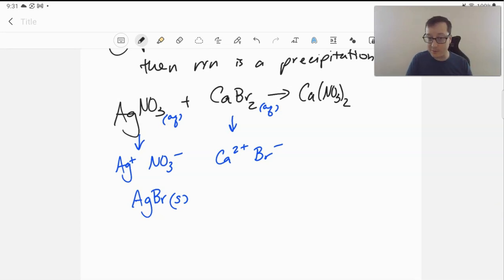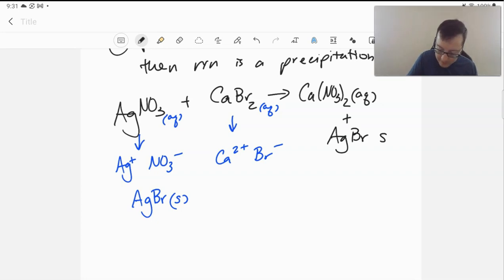Remember that we're charge balancing properly. Calcium has a 2+ charge, nitrate -1. We need 2 nitrates to balance it out. That should still be aqueous because it's got a nitrate on it. It's soluble. Aqueous and soluble are the same thing for us. And then we have the silver bromide solid. It does not matter the order you put these in. You could put silver bromide first and then calcium nitrate second. Doesn't matter.